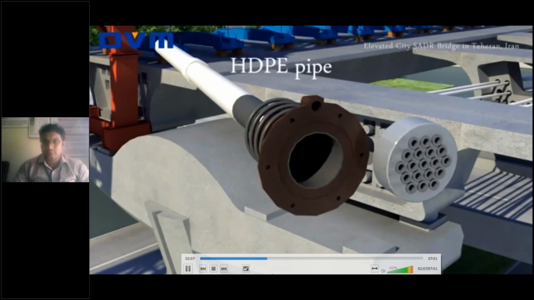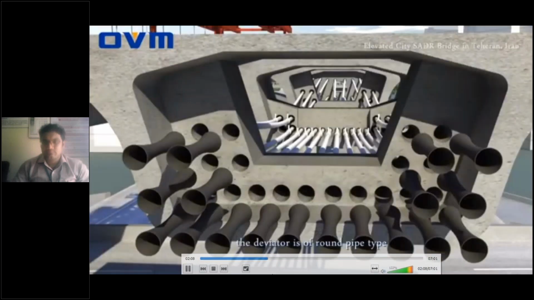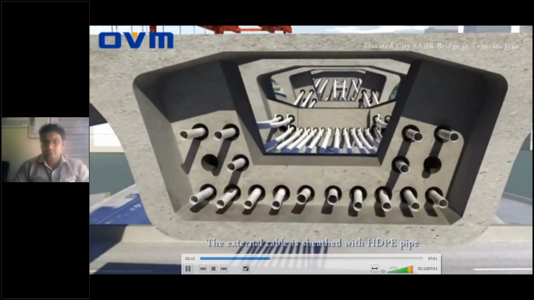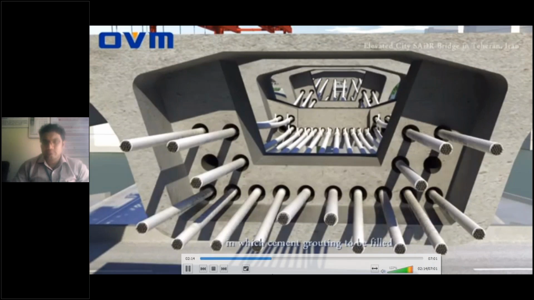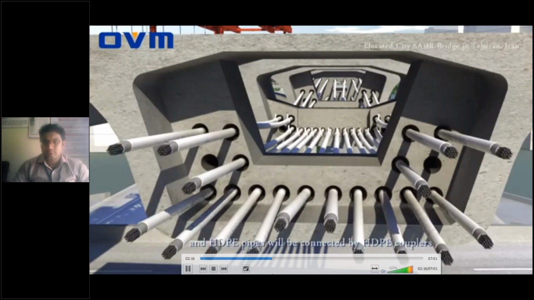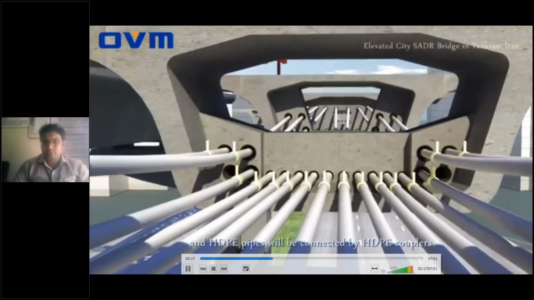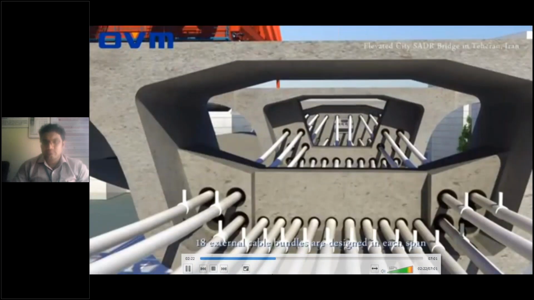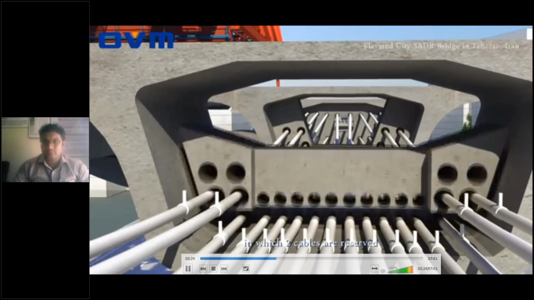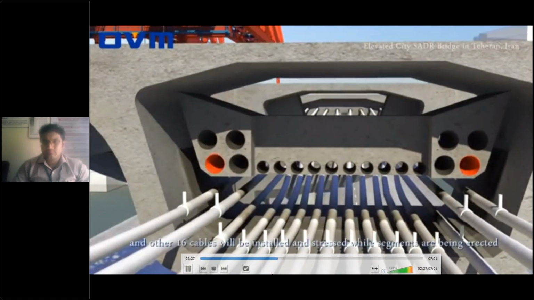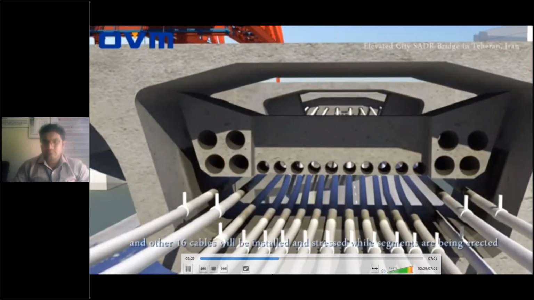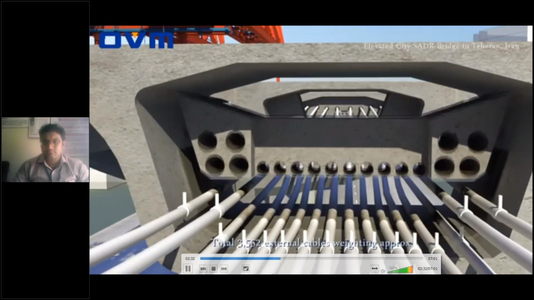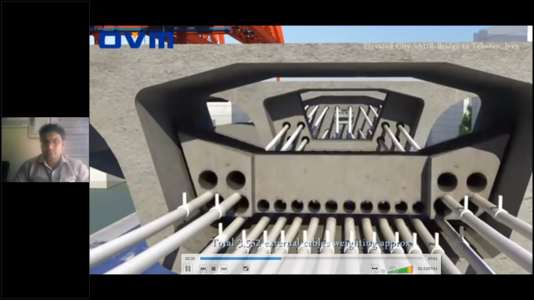The external cable is sheathed with HDPE pipe in which cement grout can be filled, and HDPE pipes will be connected by HDPE couplers. 18 external cable bundles are designed in each span, in which 2 cables are reserved. Another 16 cables will be installed and stressed while segments are being erected. Total 3,552 external cables, weighing approximately 3,000 tons, are applied to the whole bridge.